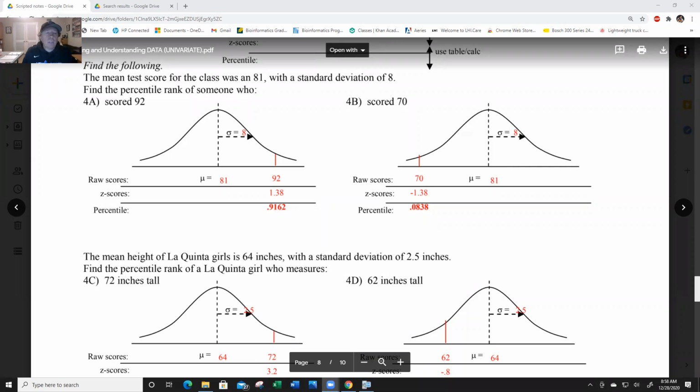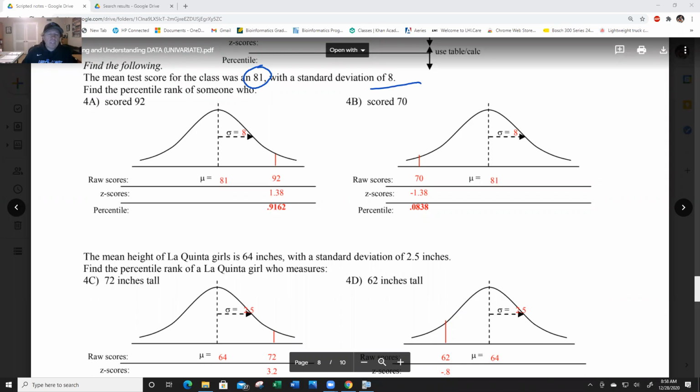All right, the mean test score for the class was 81 with a standard deviation of 8. All right, pretty typical. You got a test, and I get all the scores out there, and the average was an 81. Okay, a B, a low B. Standard deviation of 8. Find the percentile rank of someone who scored a 92.